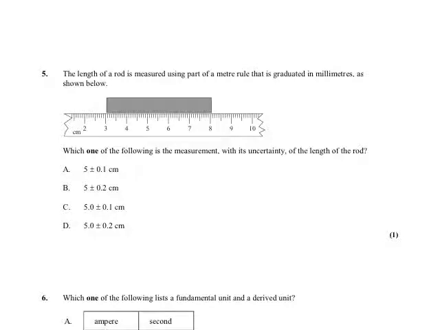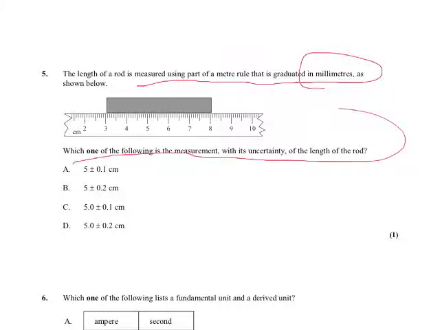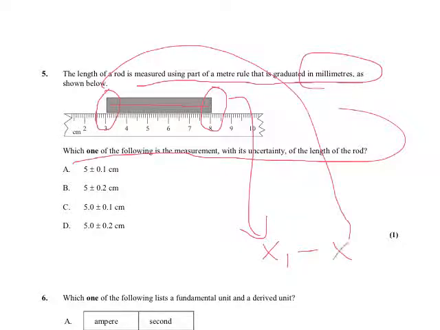Question number 5. The length of a rod is measured using part of a meter rule graduated in millimeters. Which one of the following gives a measure of the uncertainty? Well, what we have here is an interesting situation. We have a subtraction. To find the length of the object, you will need to find this position, and you need to subtract the second position from it. What is the rule for subtracting uncertainties?